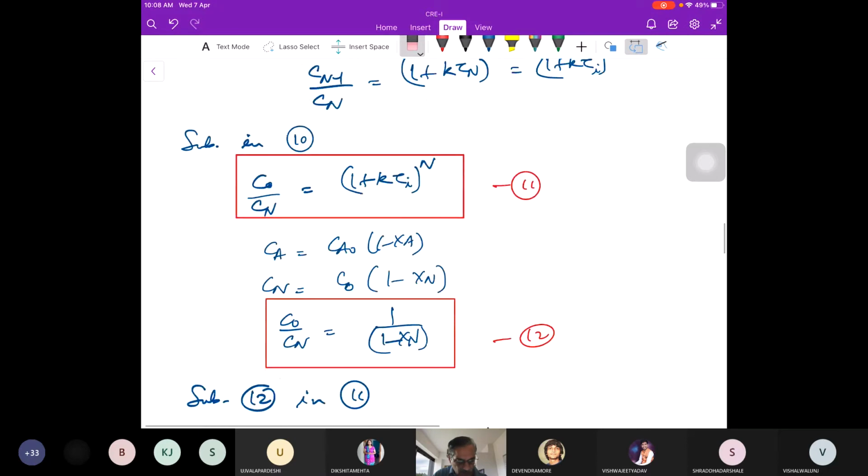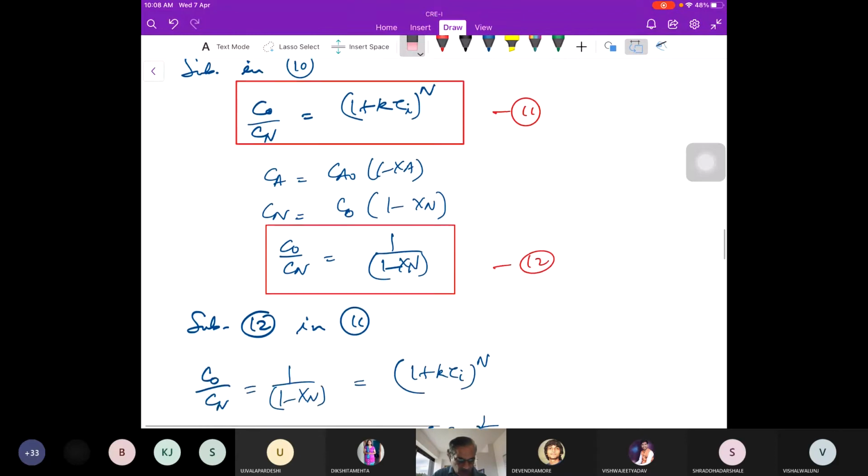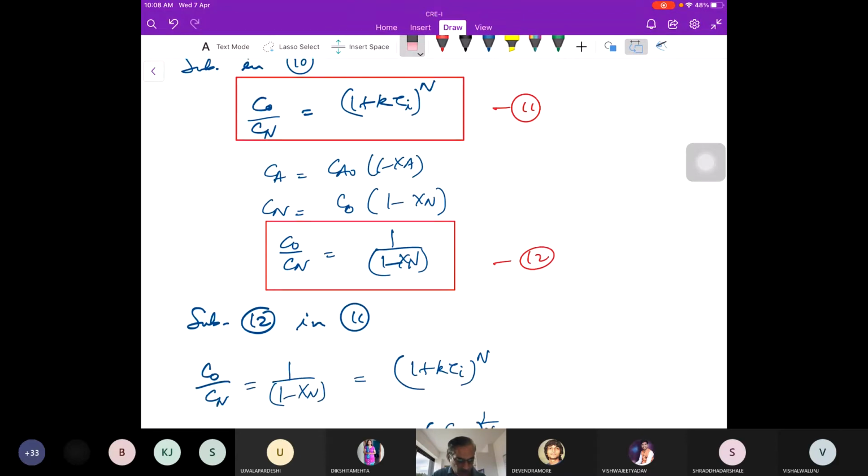So we know that Ca equal to C0 times 1 minus Xa, and Cn is equal to, overall लिया तो, C0 times 1 minus Xn. Where the base is C0, that's feed to the reactor, Xn is total conversion. So C0 upon Cn is equal to 1 upon 1 minus Xn. Right? So we can write this as C0 upon Cn is equal to 1 upon 1 minus Xn is equal to 1 plus k tau I raised to power of n.